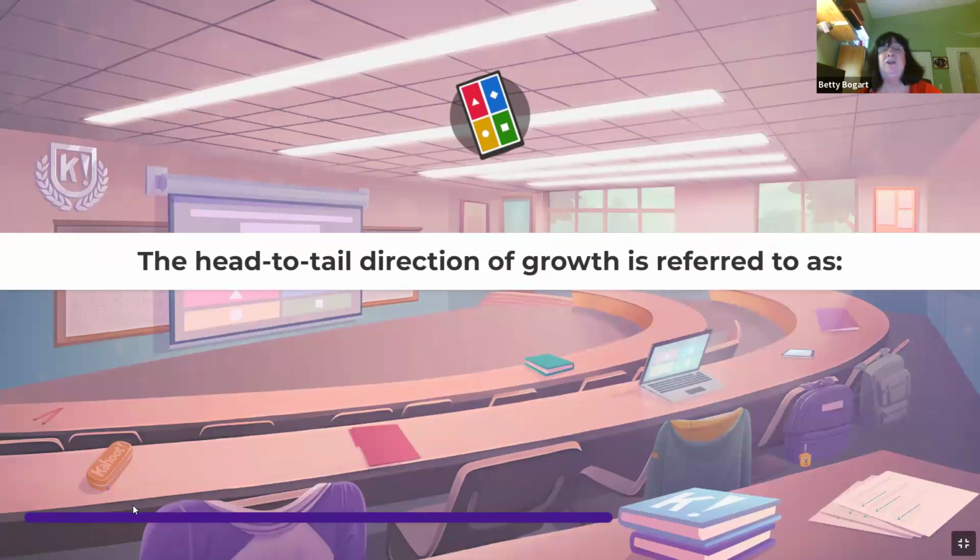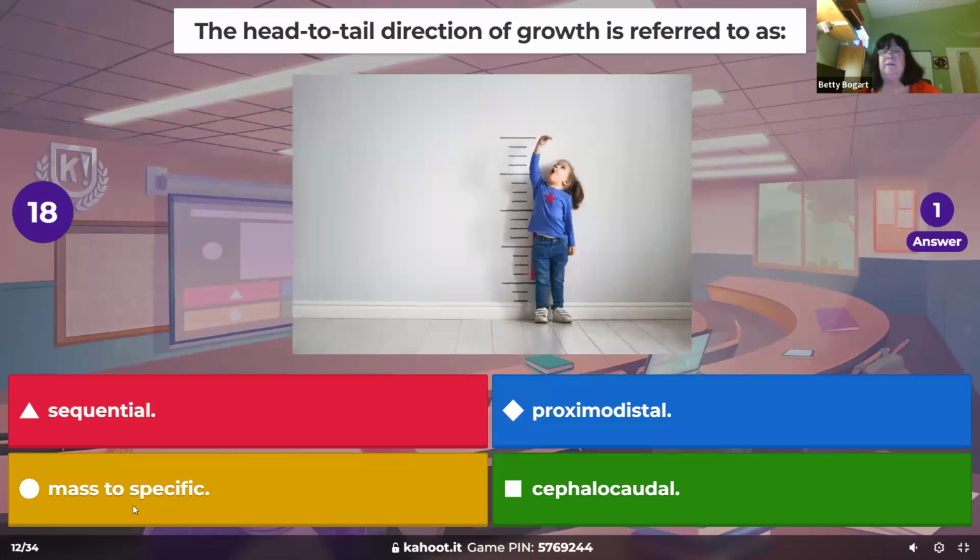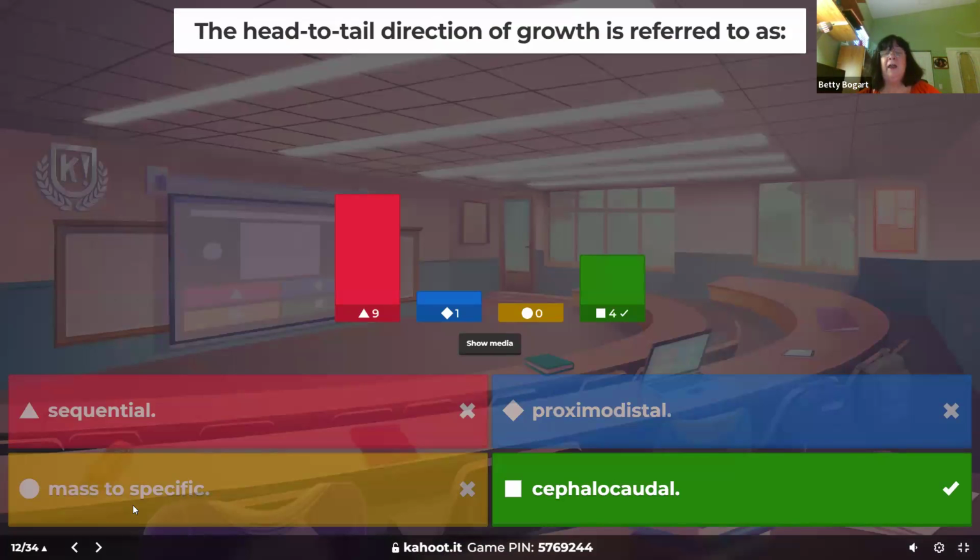The head to tail direction of growth is referred to as from the head, you lift your head up first. And then it goes to walking or attempting walking by 1-year-old. Well, the head is cephalic, right? So cephalocaudal is that answer. Sequence is you lift your head up, and then you turn from abdomen to back to abdomen. Then you creep. That's sequential.